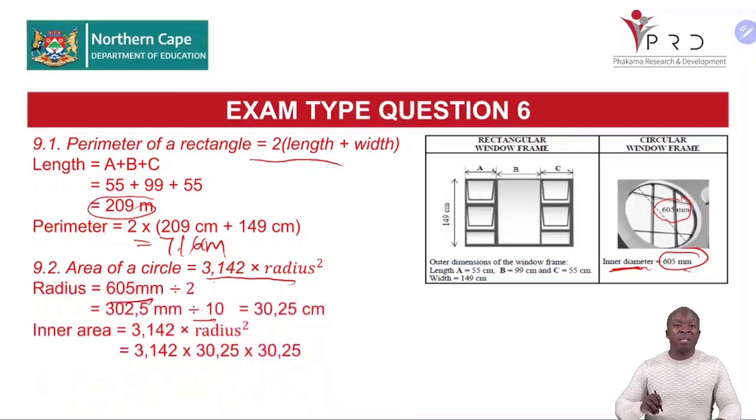Some learners prefer to say 3.142 times 30.25 squared. As long as you remember to press the squared, no problem. If you think you are going to forget, rather bring it down, because 3.142 times 30.25 squared does not mean times 30.25 times 2. It does not mean times 2. It means you multiply the number by itself. So then we are going to get 2875.13 centimeters squared.